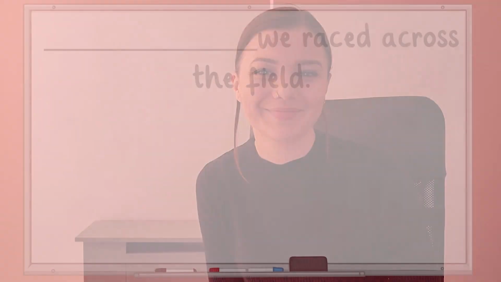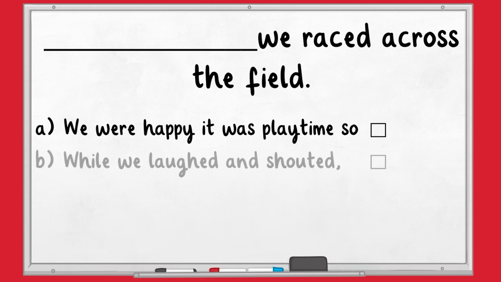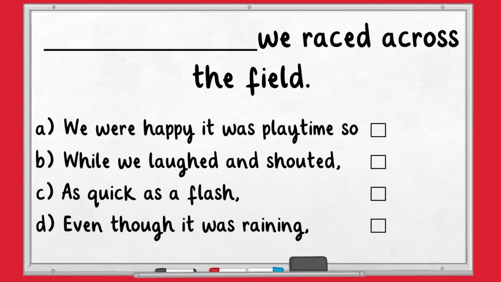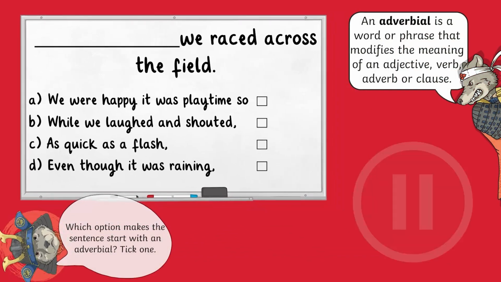For our final question, you are going to find the option which makes a sentence begin with an adverbial. You need to make sure that you tick one of the options. Option A, we were happy it was playtime, so. Option B, while we laughed and shouted. Option C, as quick as a flash. Or option D, even though it was raining. Press pause and hit play when you are ready.